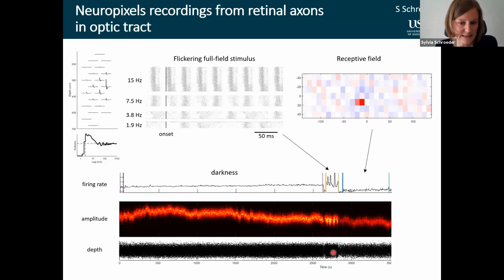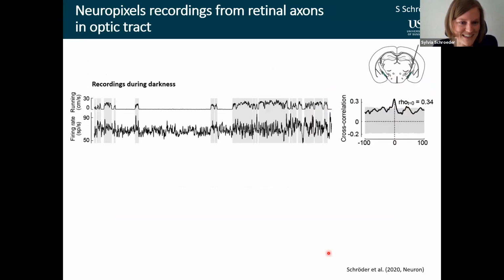In this case, it didn't change much, but there are other cases where you could see depth changes, especially if you have bigger neurons, then they're relatively easy to track across depth, as we have seen before in the motion correction. Right, and here are some results from this data. You see here the recording during darkness.